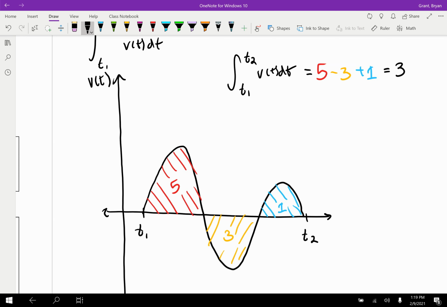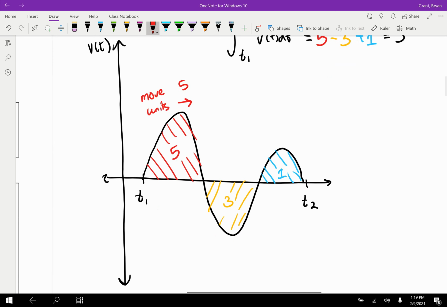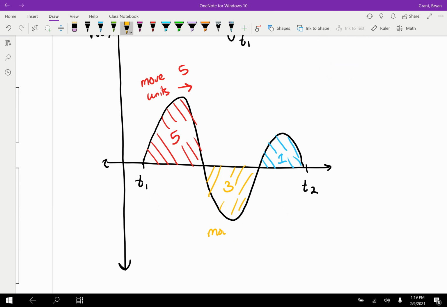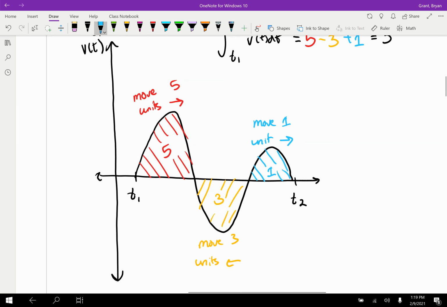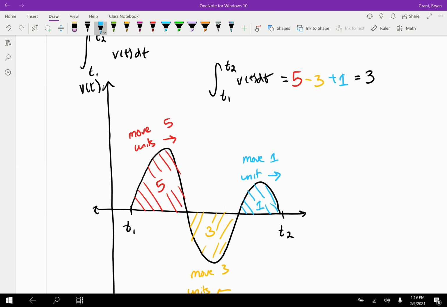Well, how do we interpret all the individual areas here? These areas are where the particle is moving. So if we wanted to discuss the path of this particle, this 5 right here means we move 5 units right. But then this 3 down below means we move 3 units left. And then at the very end, we now move 1 unit right. Right? The areas are the answers to our definite integrals, and because the definite integral of velocity will tell us about position, they're telling us the position that the particle is moving around to.